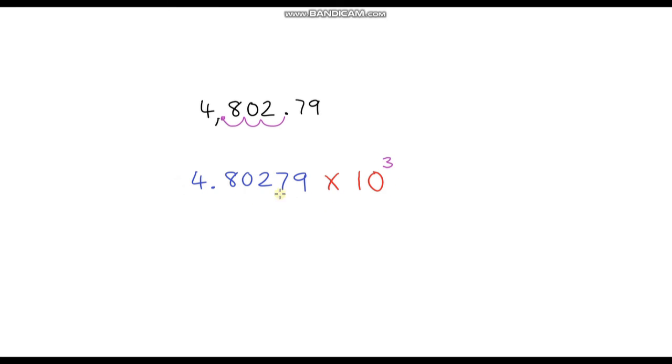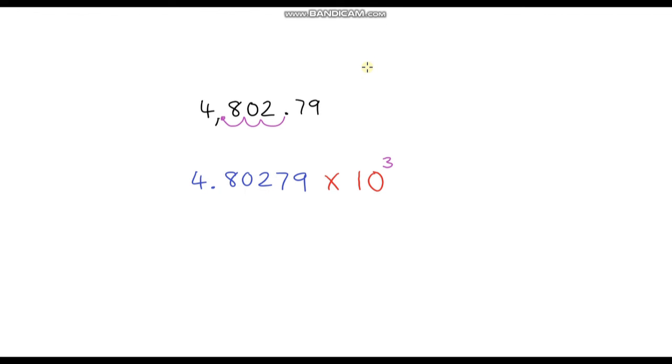And you can see that this number is correct, because if I did multiply by 10 to the power 3, well, if I multiply by 10 once, that will give me 48.0279. If I multiply by 10 twice, that would give me 480.279. And if I multiply it by 10 again, I would get 4,802.79. So hopefully that gave you a bit more practice with writing large numbers in standard form.